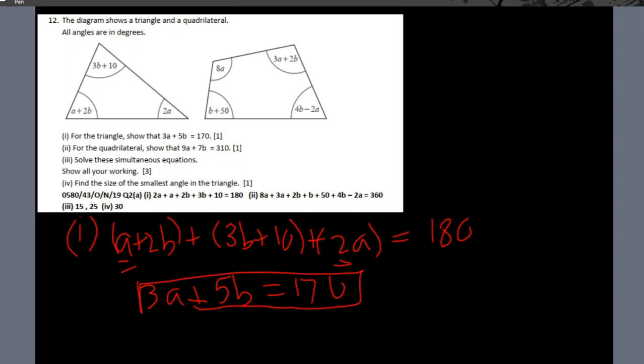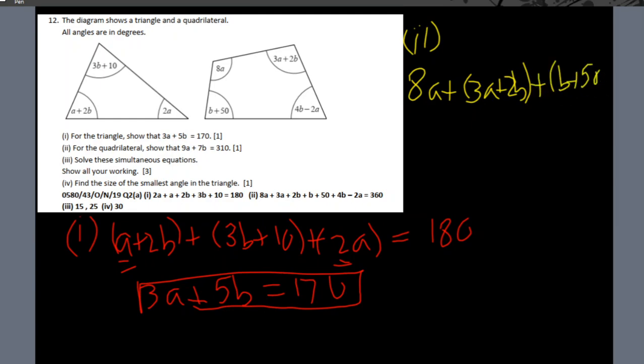Part 2, for the quadrilateral, show that this equation holds true. So for that, again, we know the sum of all angles in a quadrilateral equals 360. So simply add these and simplify, apply a little algebra, and you would get this. Alright, it's pretty easy manipulation. Alright, so moving to part 3.